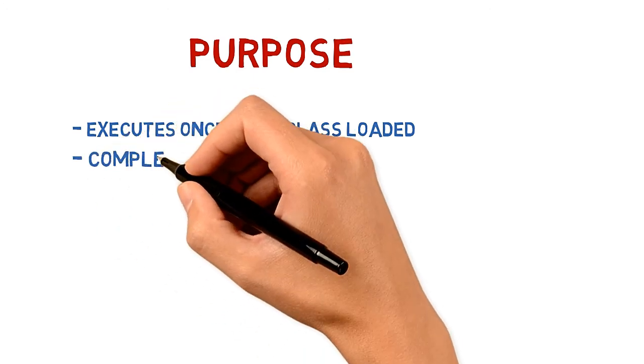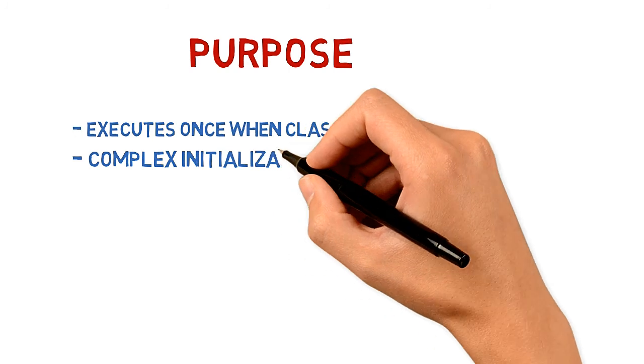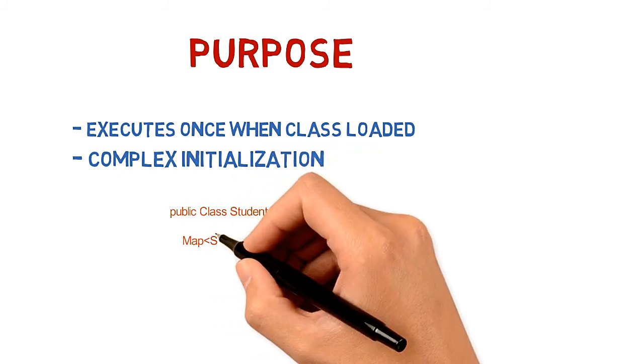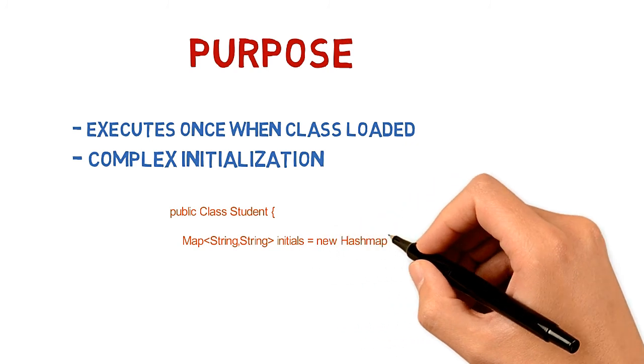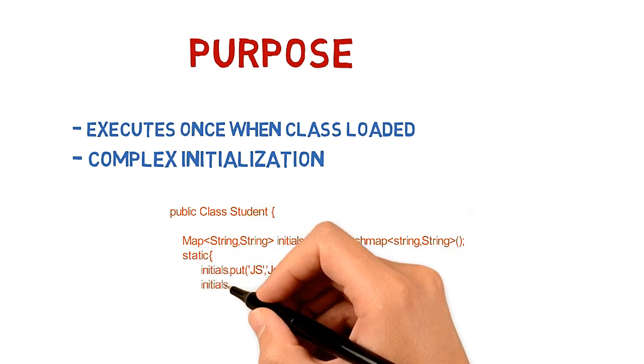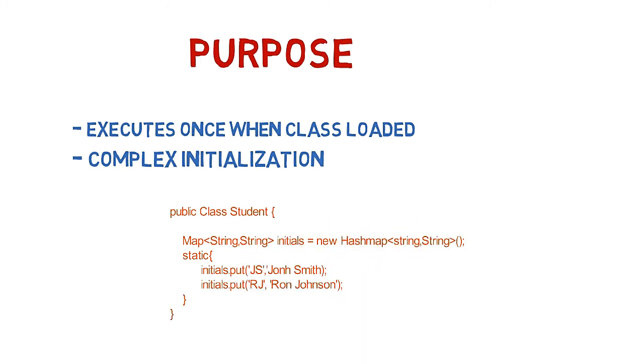And secondly, whenever we have some complex initializations, for example a HashMap or a list. Let's take a HashMap of initials, where we are going to put the key as the initials and the value as the name of the person. If you want to initialize this particular HashMap, we can do it in a static block. We can put the initial key-value pairs in the static block this way. That is the main purpose of a static block.